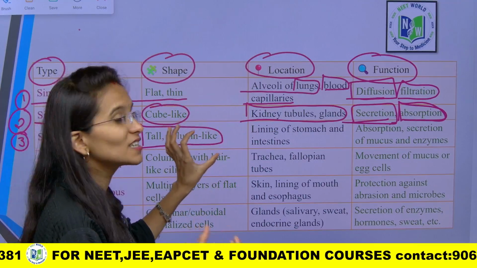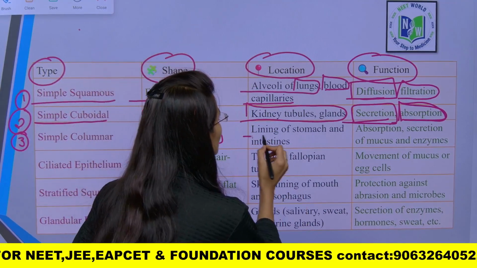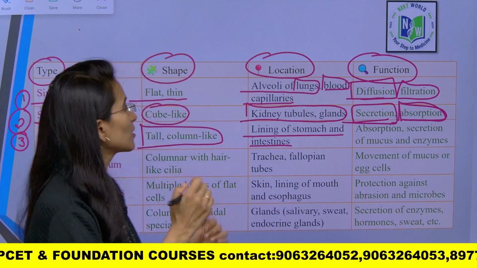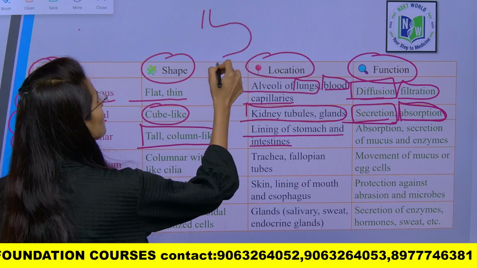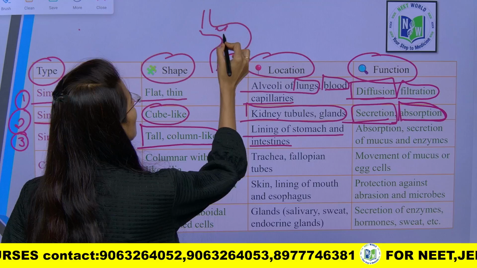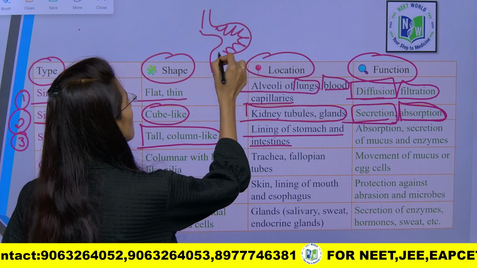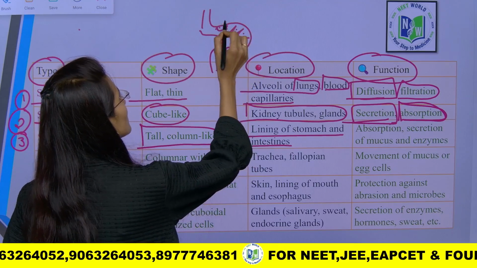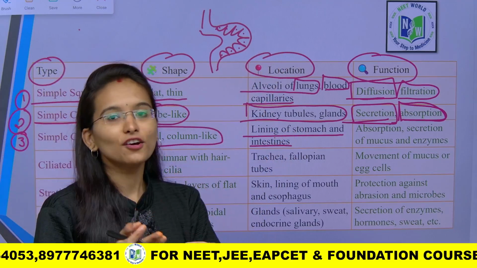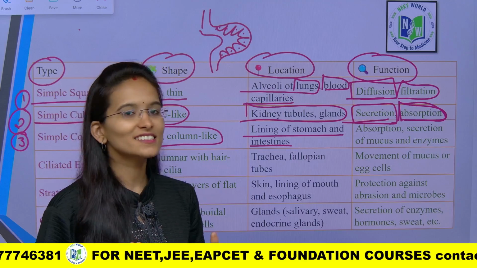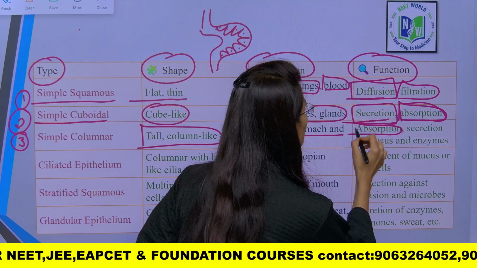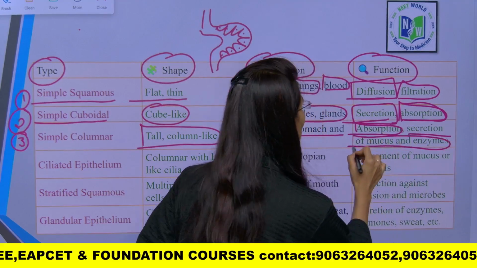And next, when we see the location, we can see these particular tissues in the lining of stomachs and intestines. Inside the stomach, this we can see inside the lining of the stomachs. We can find here these columnar epithelial cells, and we can also find them inside the intestines. This is just a rough diagram to remember. We can find this in the inner lining of the stomachs, and we can also find it in the intestines. Yes. And next, if we see the function, its main function is absorption, and secretion of mucus and enzymes.